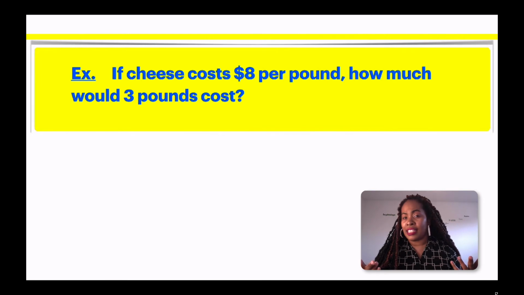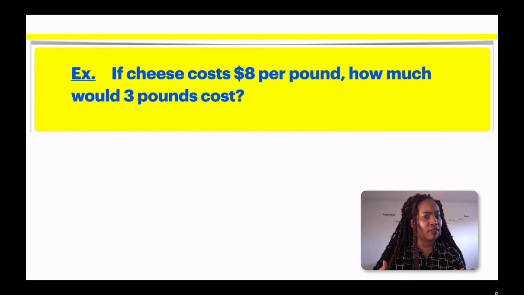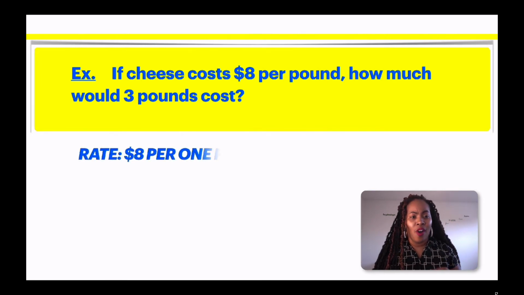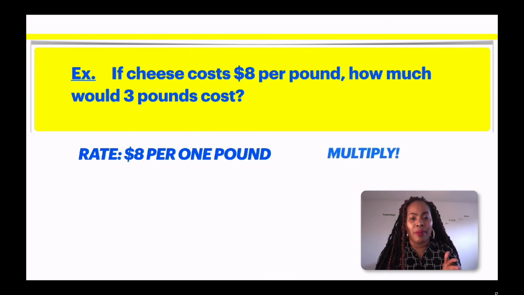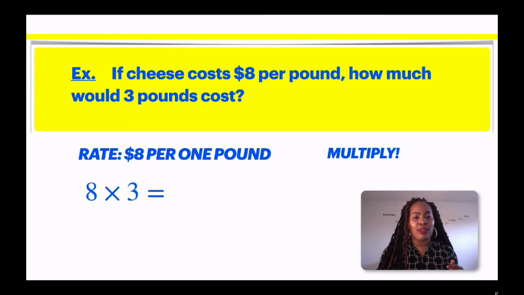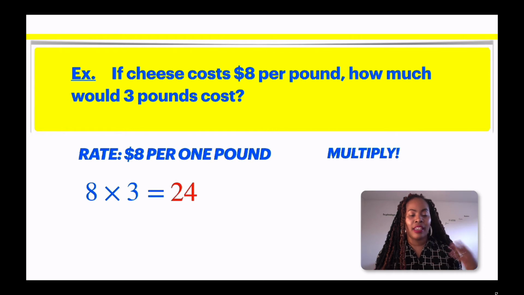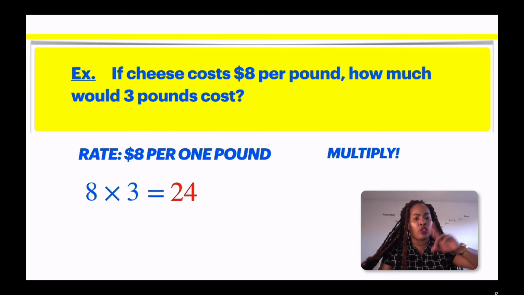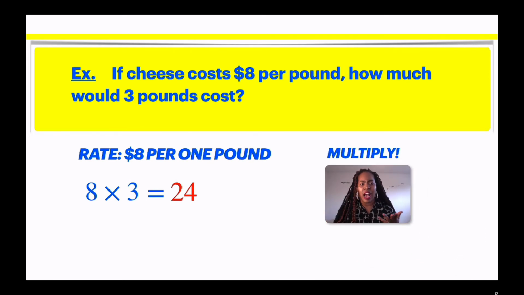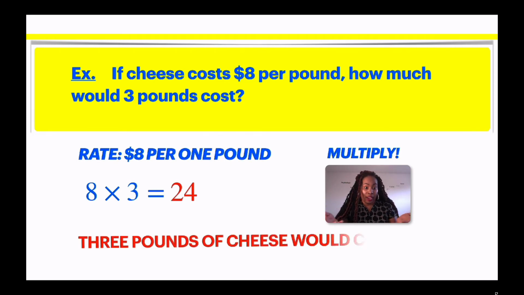So should I say it, or do you already know what we have to do? I think you know what we have to do. All we have to do is multiply. Woo! So let's go ahead and multiply 8 times 3. And y'all know what that is. That is 24. Now that we know that 8 times 3 is 24, let's go back and answer the question. How much would 3 pounds cost? Well, 3 pounds of cheese would cost $24. Now, I like that we're going to put that dollar sign on there because that's what we're talking about, is dollars.